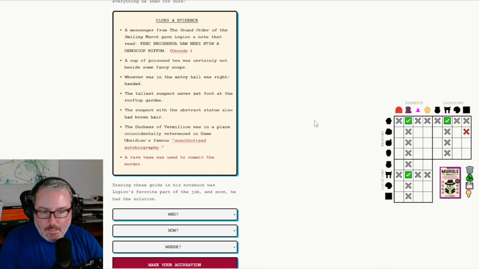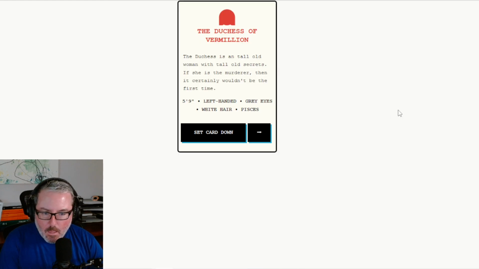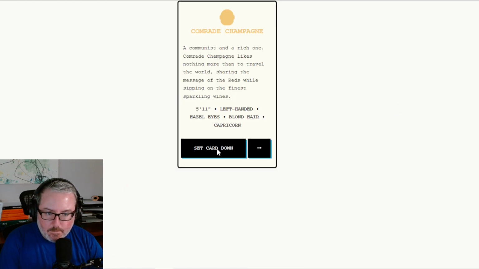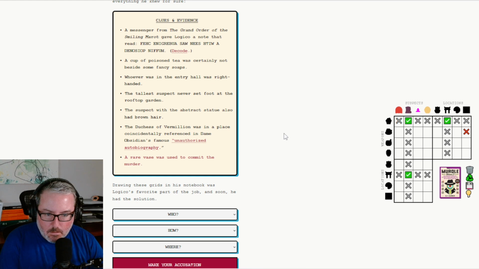The tallest suspect never set foot at the rooftop garden. Now I'm going to go back through and see which one's tallest. 5'9" doesn't sound very tall. 5'2", 5'9" sounds nice now. 5'8", 5'11", so Comrade Champagne is the tallest, and he was not at the rooftop garden then. Where's the rooftop garden? This first one. You are not in the rooftop garden.